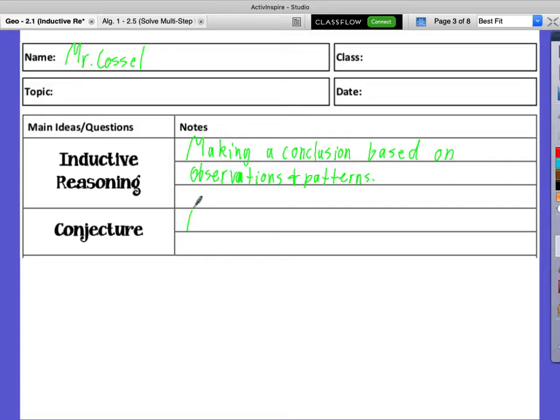Conjecture. A concluding statement reached using inductive reasoning.